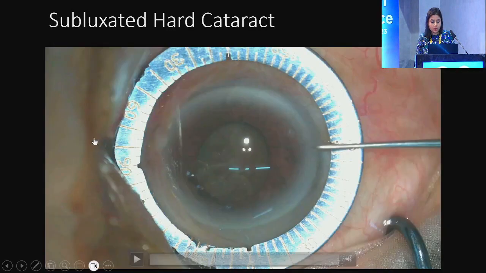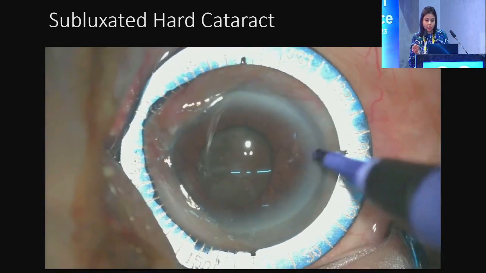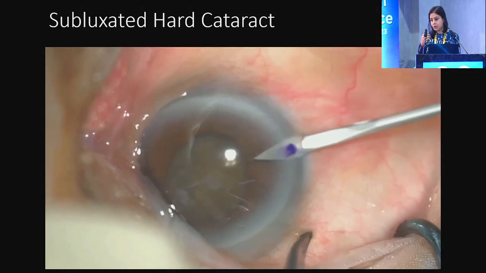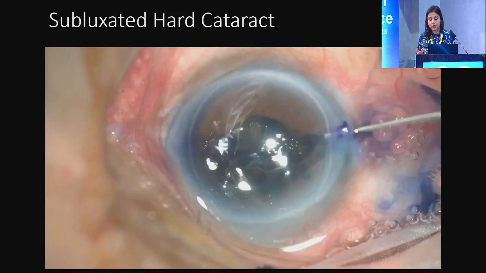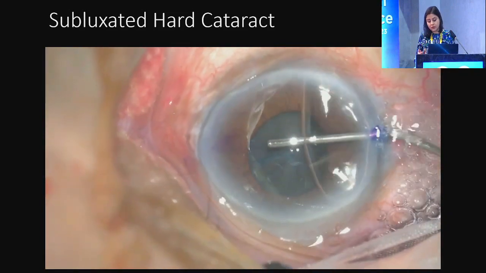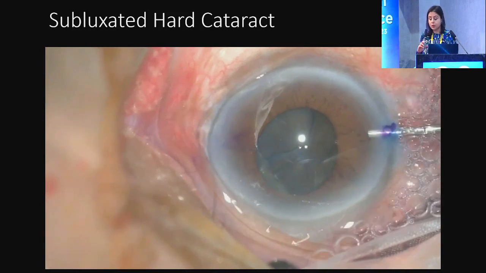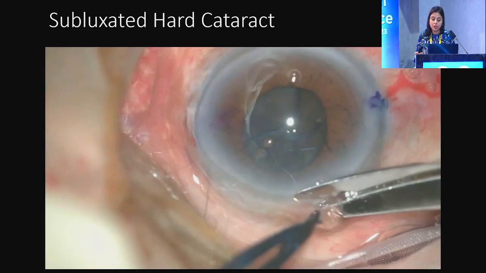Now here is another case scenario where we have a subluxated hard cataract. This is a 75-year-old male who has sustained trauma to the eye, and he has been planned for an ICCE with implantation of an iris fixated IOL. We can see here the capsule is completely wrinkled. It's not possible to do a phacoemulsification or a SICS in a patient like this.